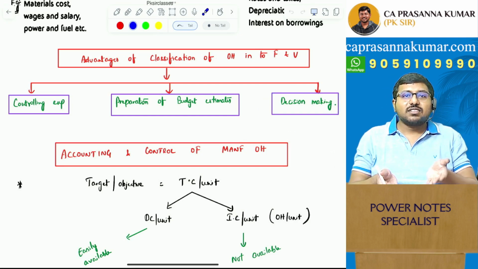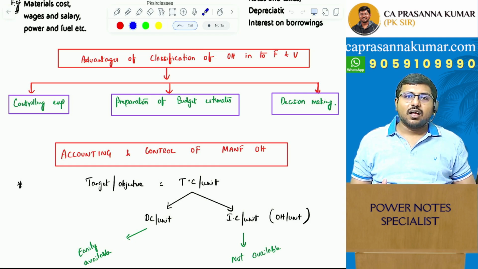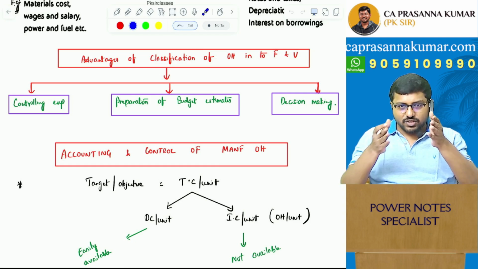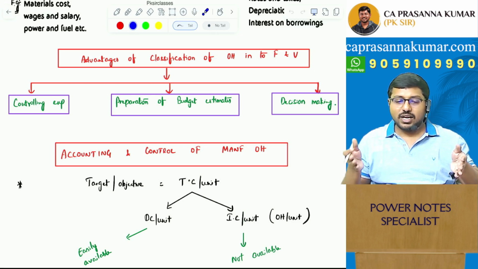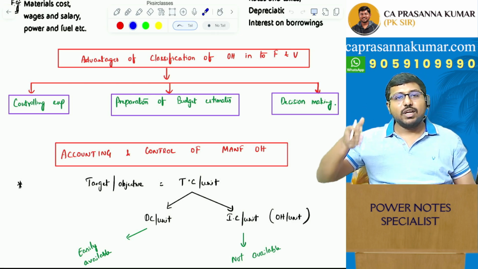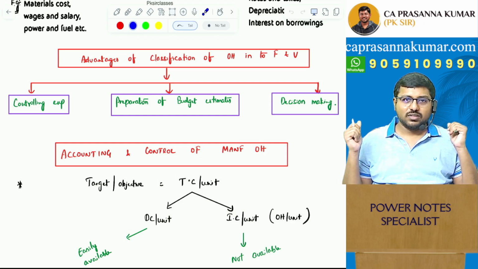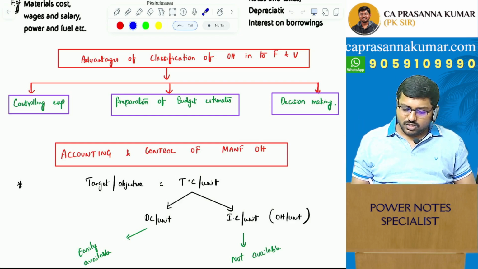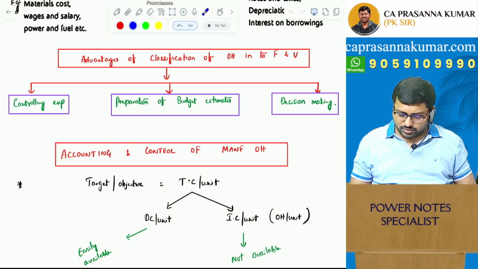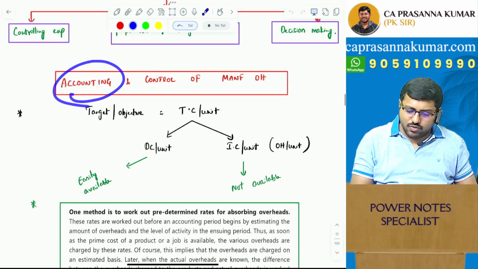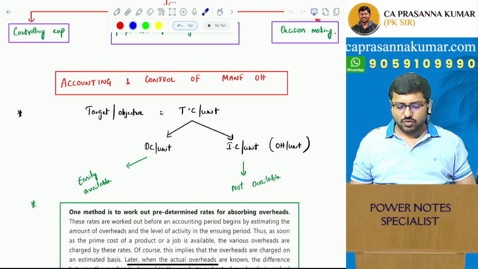Obviously, in marginal costing, that is what we have studied, na? To take a decision, you have to classify a cost into fixed and variable, and eventually fixed will become irrelevant, variable will become relevant, and that is what the marginal costing chapter is all about. Correct? CVP analysis. So obviously, now you have understood all these 3 points. Moving on. Accounting and control of manufacturing overheads.